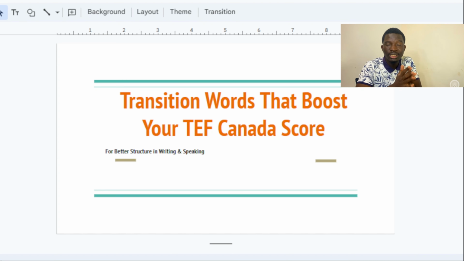They are very important. They allow you to structure your thoughts. They make it easy to understand your ideas, and they just make everything smoother. So it's very important to know these transition words.